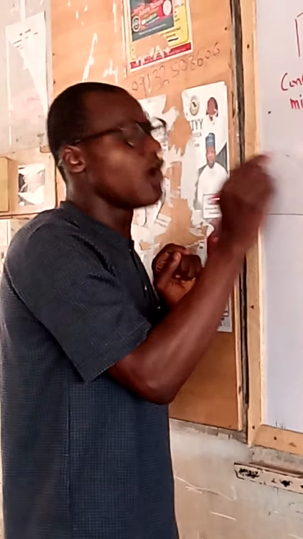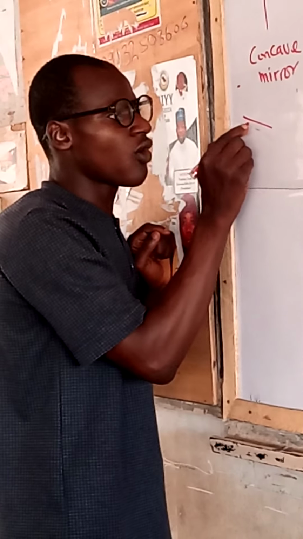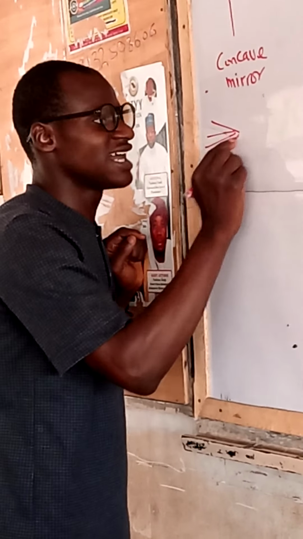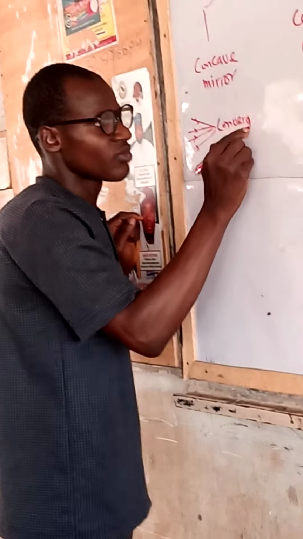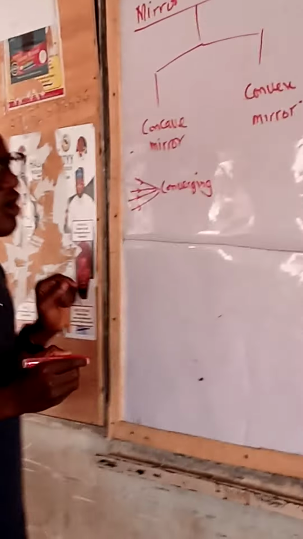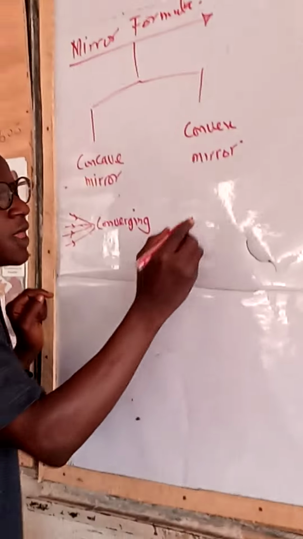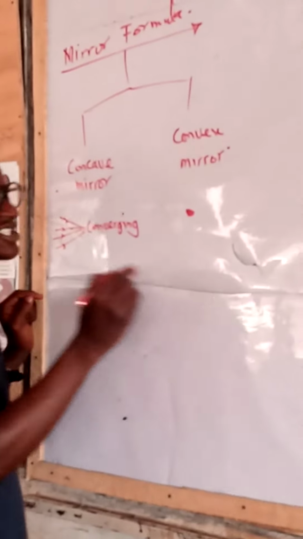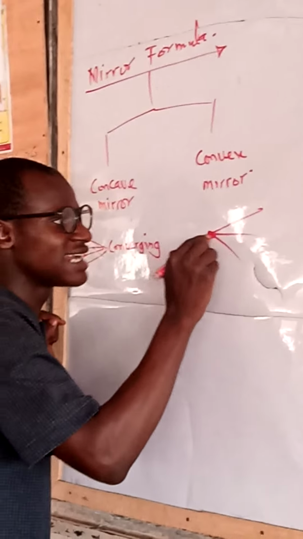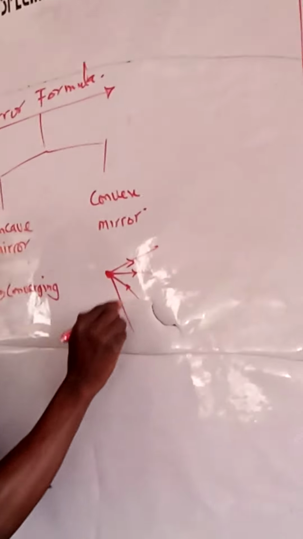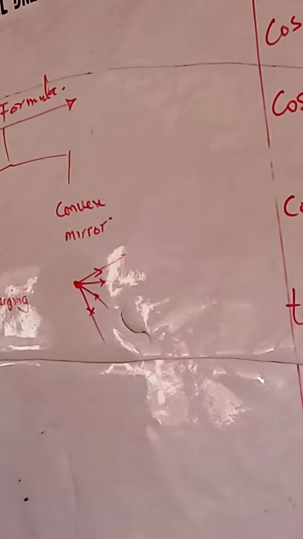Now, what do we mean by concave mirror? Concave mirror means that all the rays of light that are coming, they are converging. While convex mirror, all the rays of light that have already converged at a particular point are now diverging. That is, they are moving to different points.